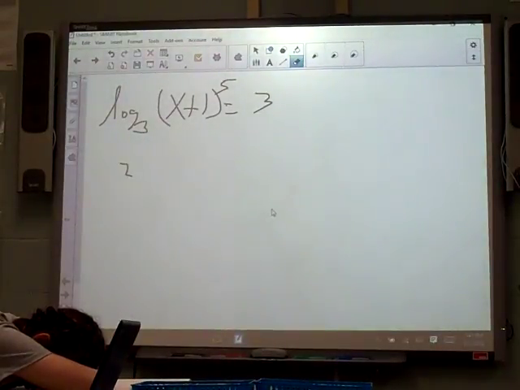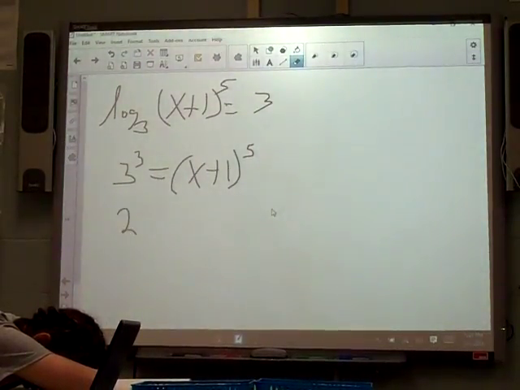3 to the what power? 3. Is equal to x plus 1 to the 5th. Good job. Now 3 to the 3rd, you can simplify that because you know what 3 times 3 times 3 is. So that gets you 27 is equal to x plus 1 to the 5th power.